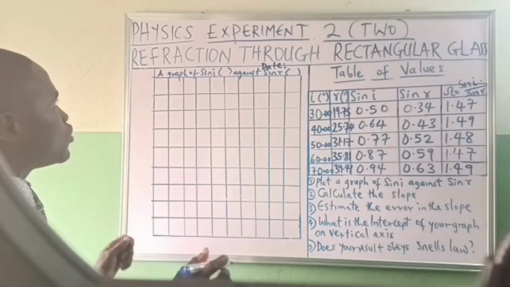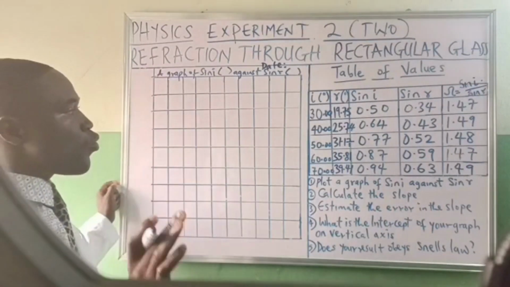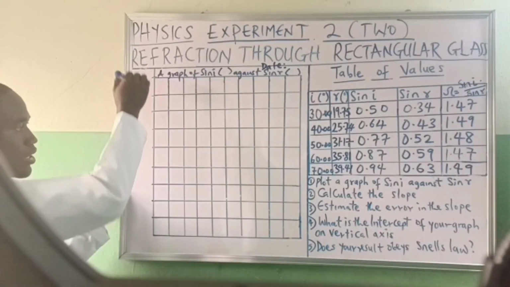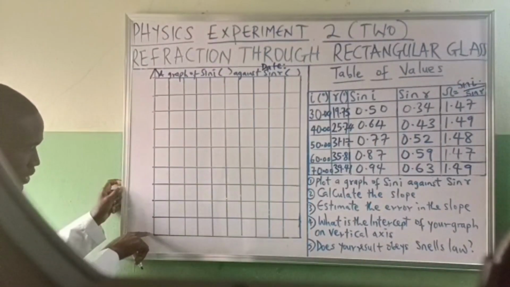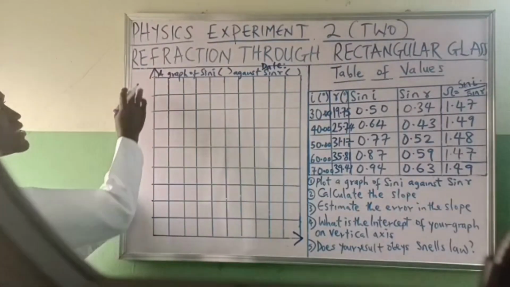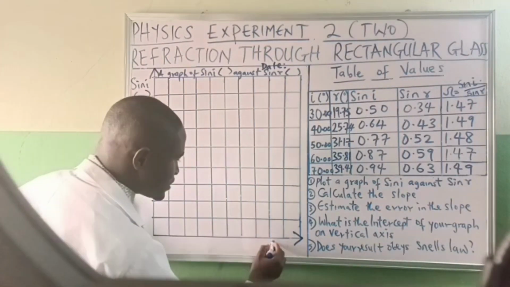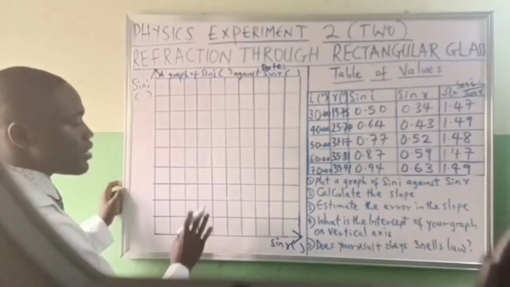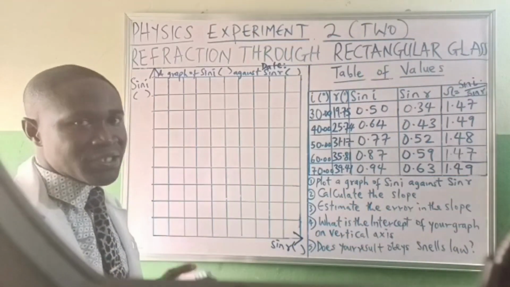Now, next thing you do is label your axis. You are labeling your axis based on where you want to start your plotting. So before you label your axis, you need to know where to start your plotting from. I personally will start from the end. So I'm labeling it. Labeling it implies that I will write what I have here, sin I, no unit, against sin R, no unit.